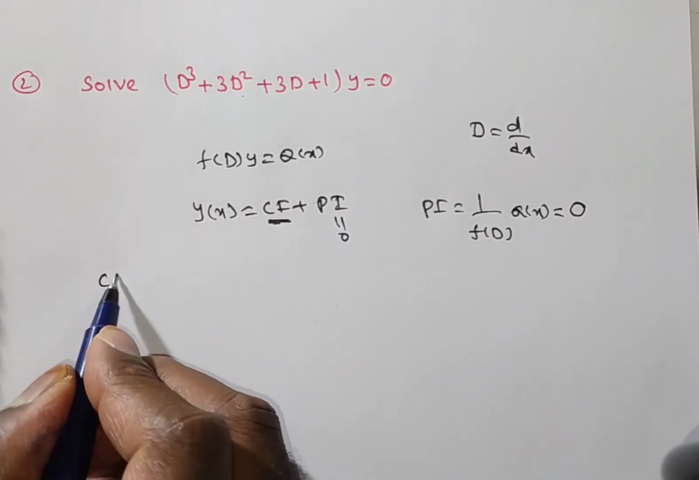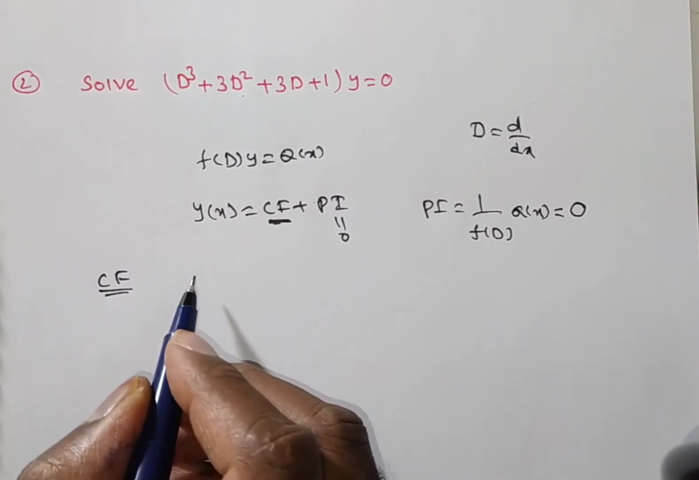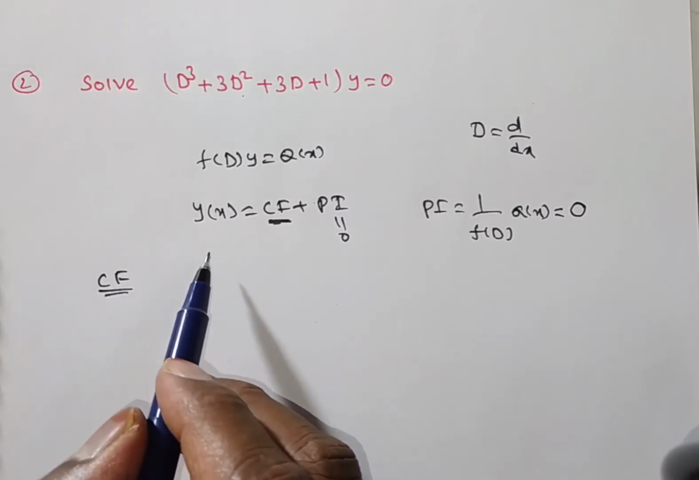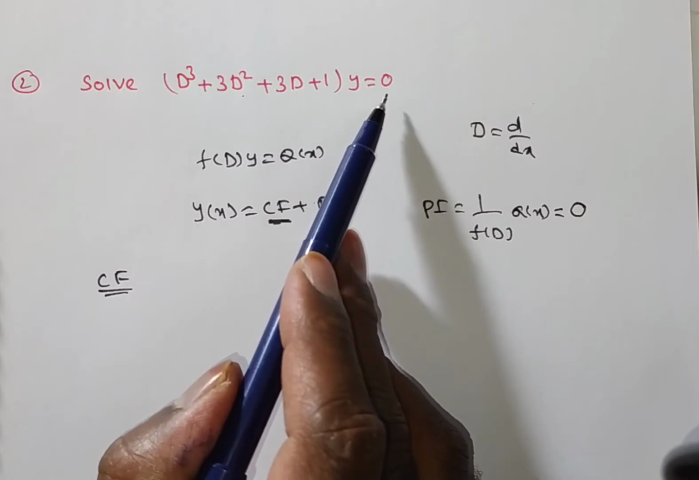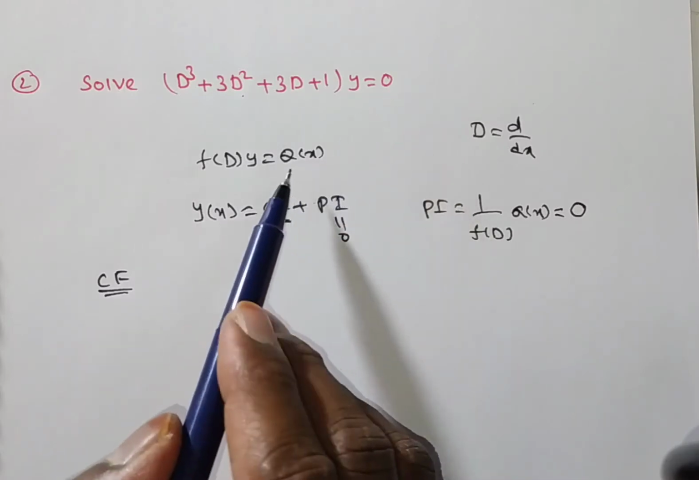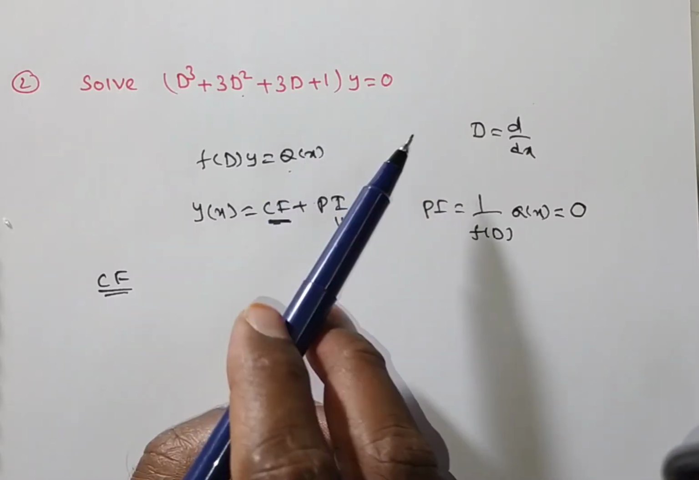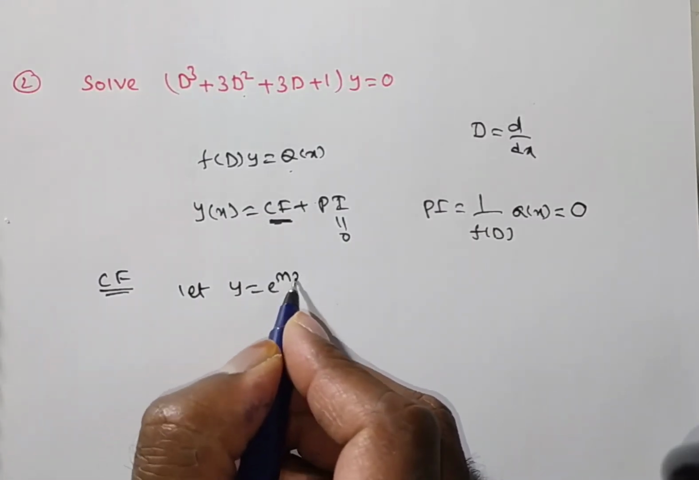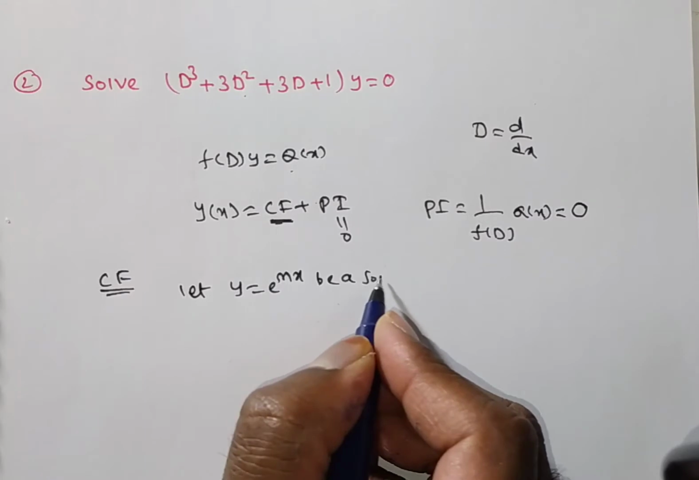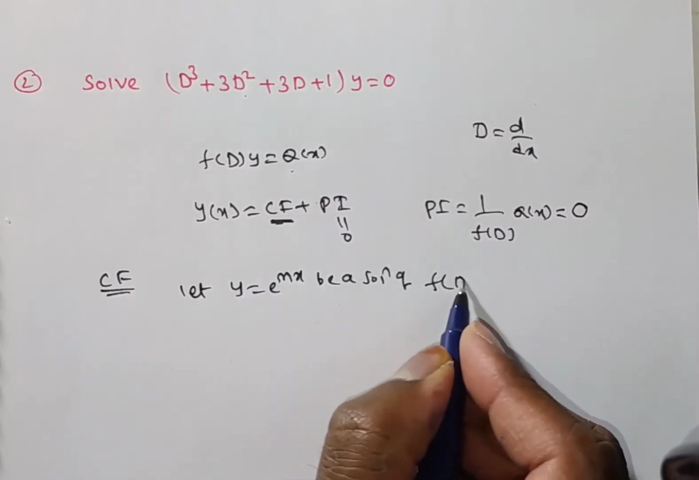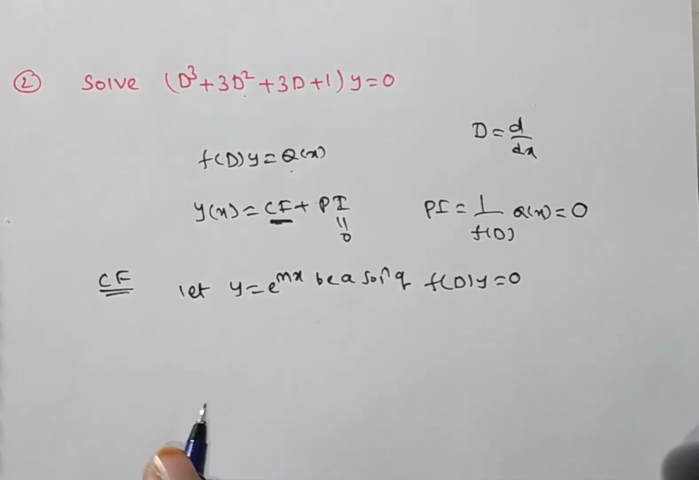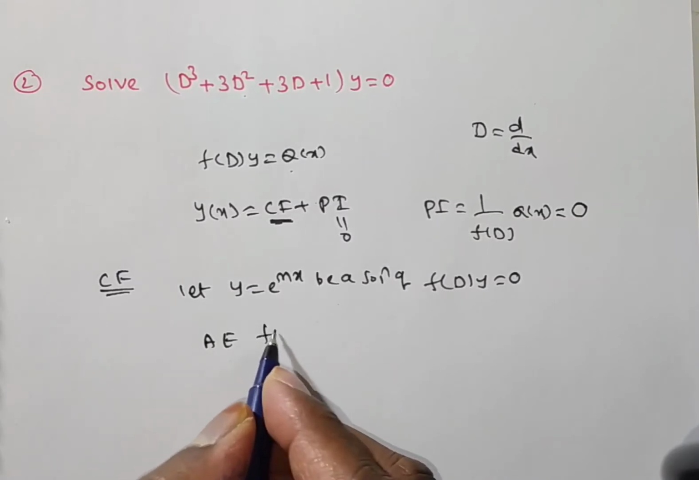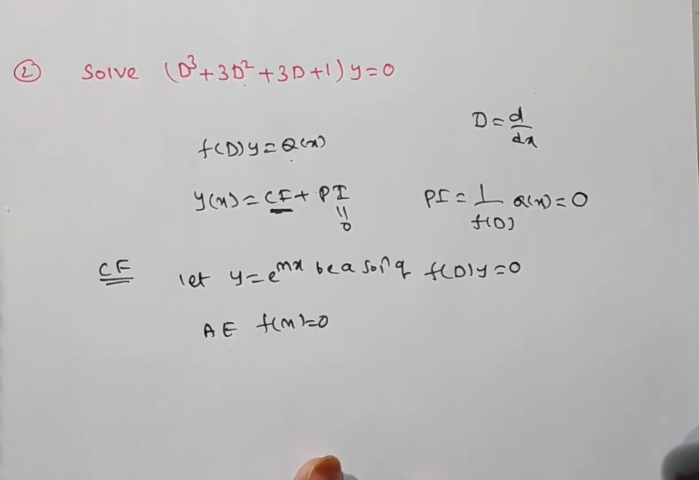Now we have to find out the complementary function. Friends, you remember, while finding the complementary function, whether Q of x is not equal to 0 or is equal to 0, we have to treat this Q of x as 0 only. We have to consider, let y is equal to e to the power of mx be a solution of f of D into y is equal to 0. Then we will have the auxiliary equation f of m is equal to 0. Now I will prove this one.